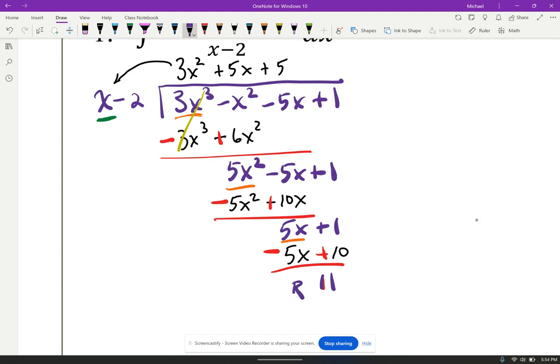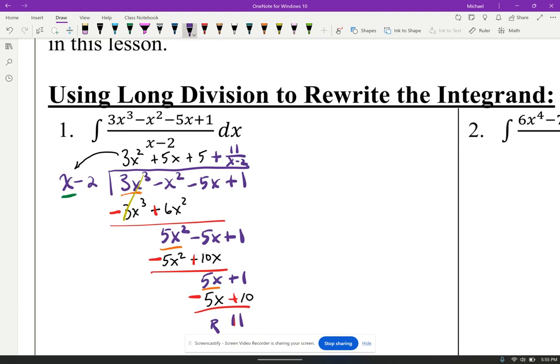And the remainder is a fraction of what I was dividing by. And so then I add on this fraction, 11 out of x minus 2. Okay. All of this work was just to rewrite this fraction or this rational function as 3x squared plus 5x plus 5 plus 11 over x minus 2.